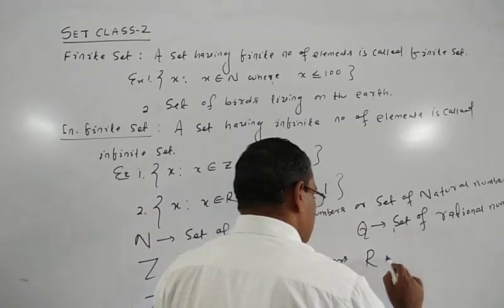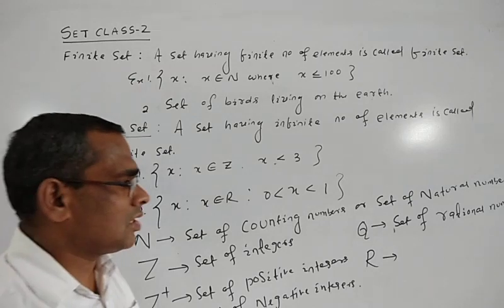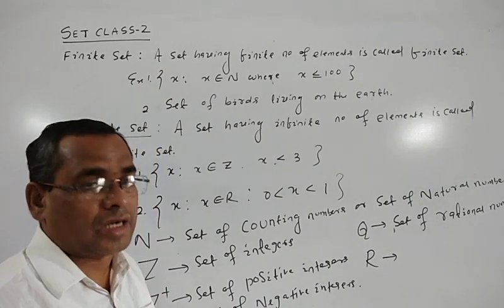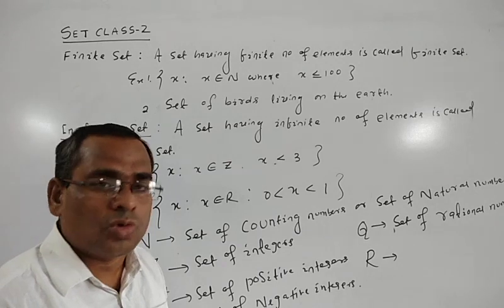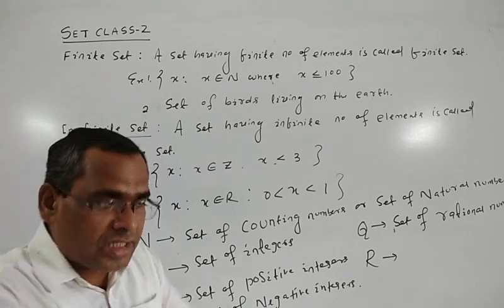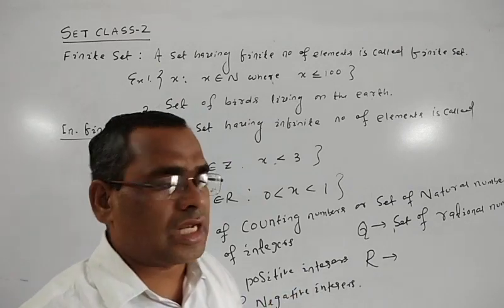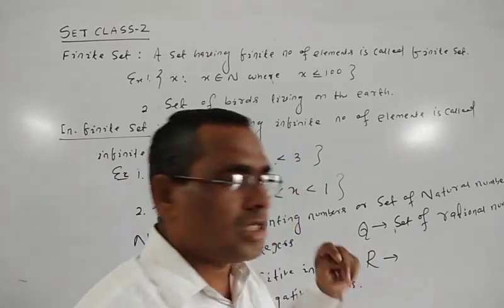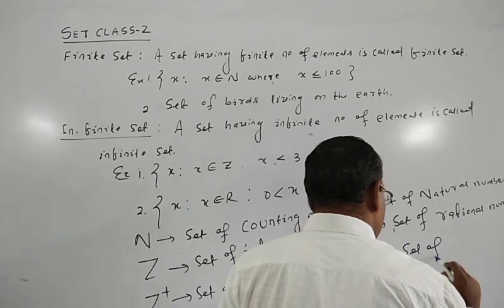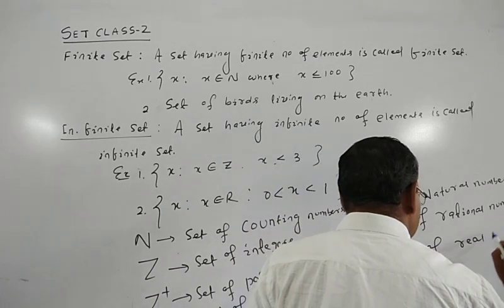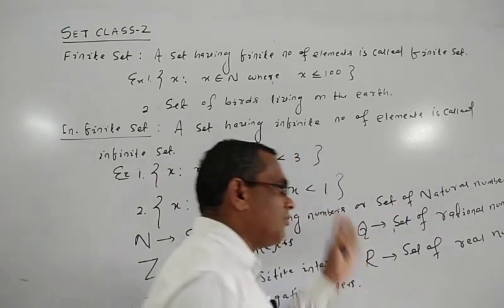R set, set of real numbers. So real numbers contain rational numbers and irrational numbers. What are the irrational numbers? Root 2, root 3, root 5, root 7, root 8. These are all irrational numbers. So the union of rational numbers and irrational numbers is known as the set of real numbers. So these are all infinite sets.